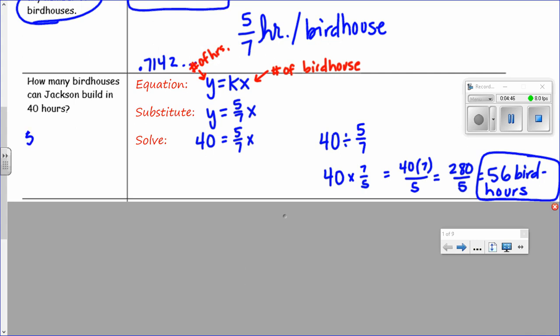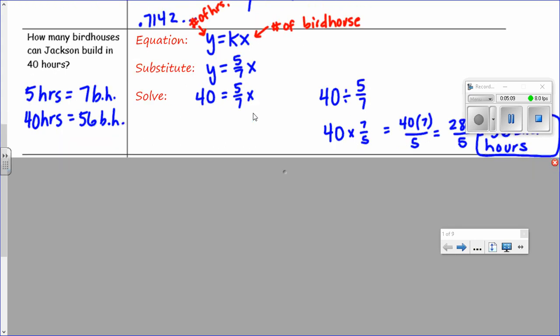But if I know that 5 hours equals 7 birdhouses, I'm just going to abbreviate it, then 40 hours would be 8 times that, because 5 to 40 is times 8. So there's another quick way, but it doesn't always work nicely like that. It doesn't always work nicely, and we proved it using the equation, y equals 5/7 x.